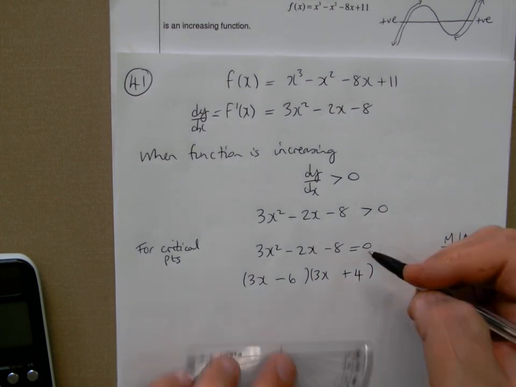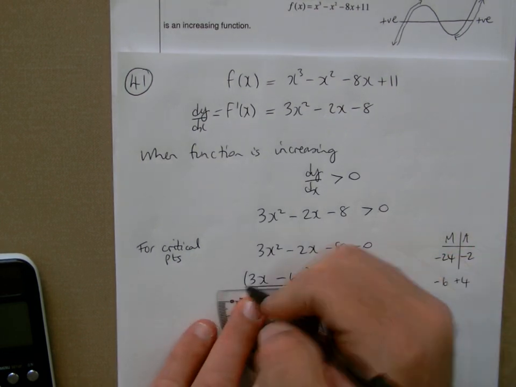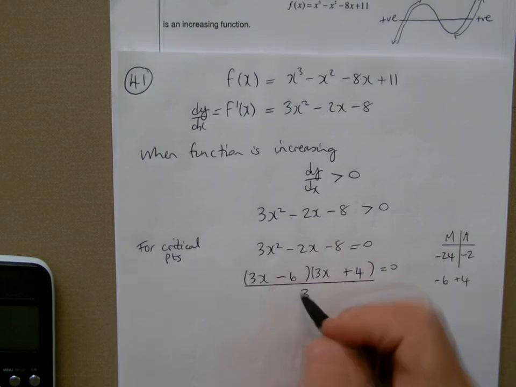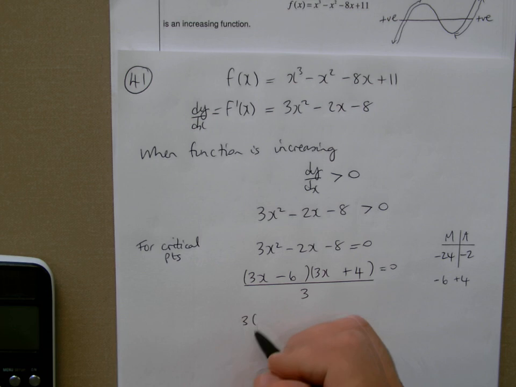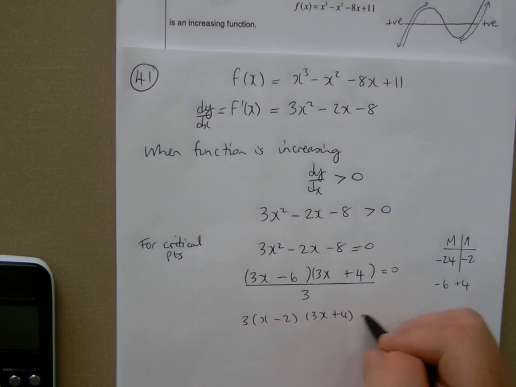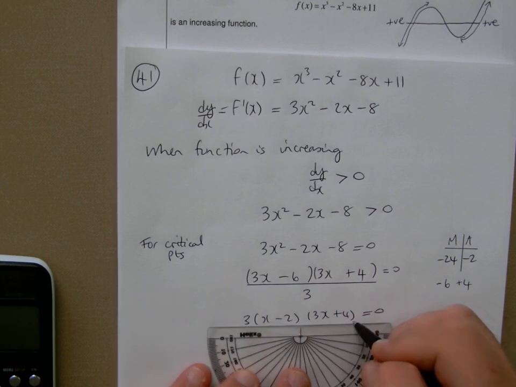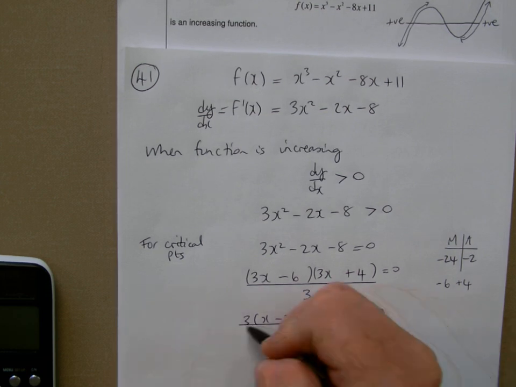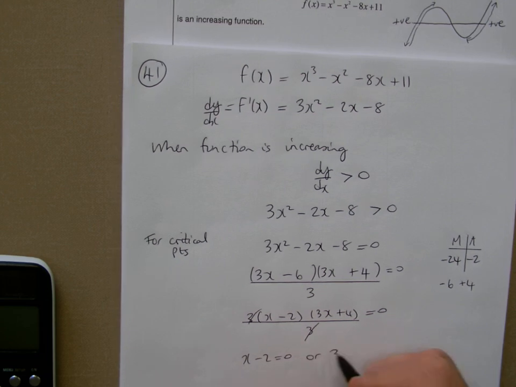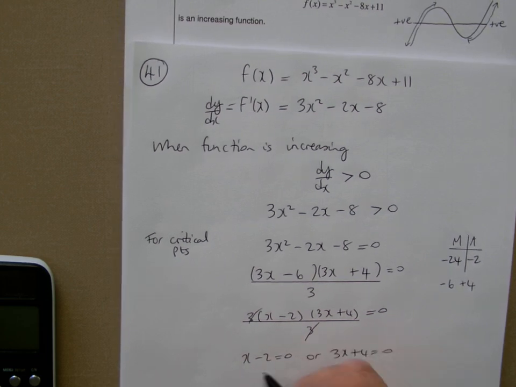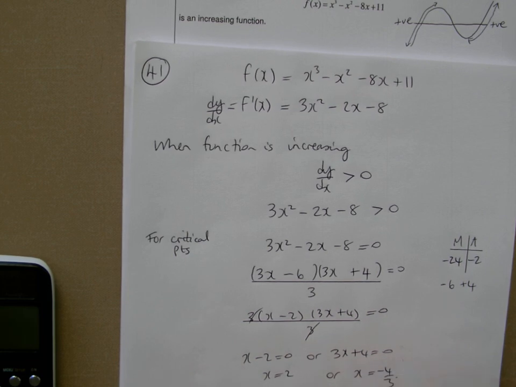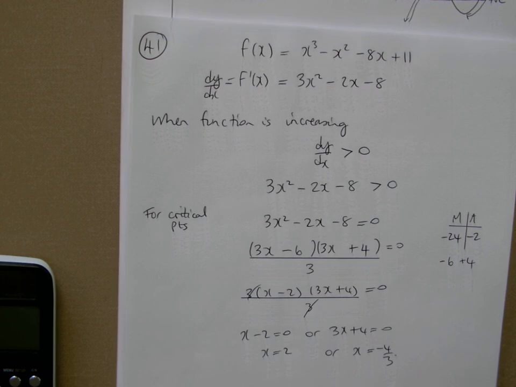And remember, because we multiplied by 3, we need to divide by 3 then. You can see this 3 as a common factor in the first bracket, so we'll cancel it with that 3 at the bottom. So we have x minus 2 equals 0, or 3x plus 4 equals 0. So x will equal 2, or x will equal minus 4 thirds. Now those are the critical points.